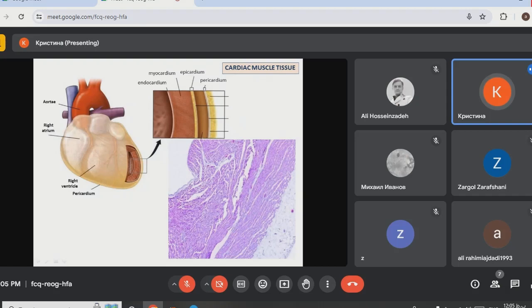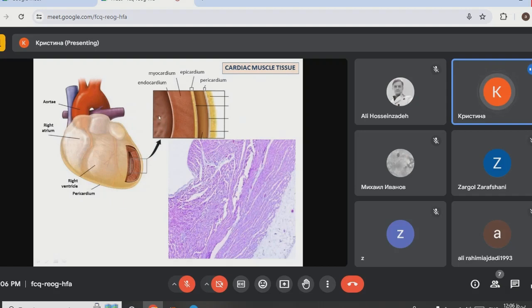Now we go to second type of striated muscle tissue, cardiac muscle tissue. It is located inside the heart, so this is why it is called cardiac. Basically, it is located in the heart's thickest layer, which is called myocardium. Myo stands for muscles.